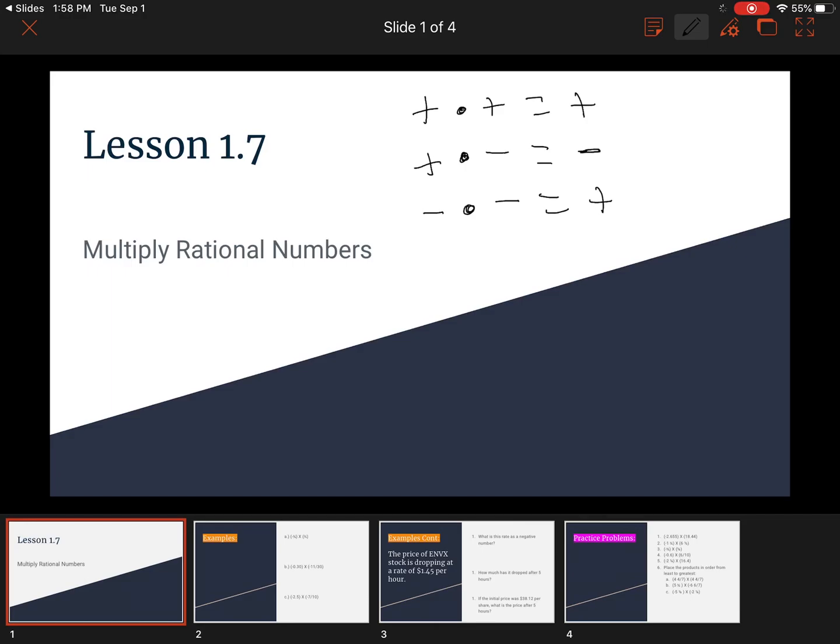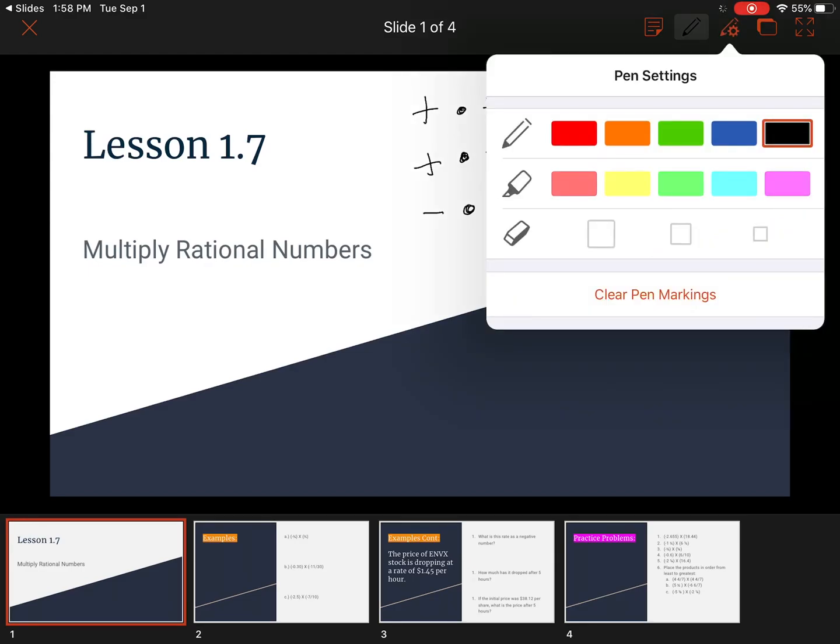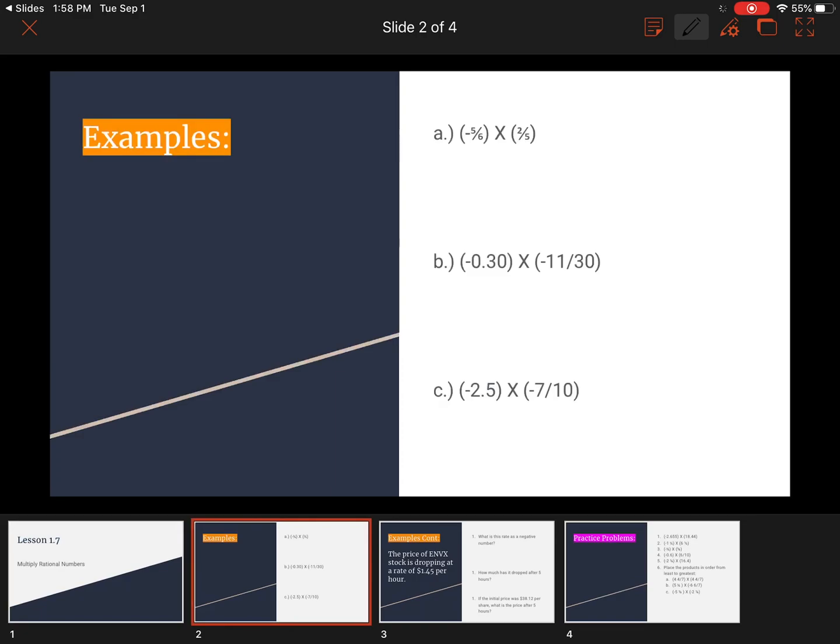So what do we know from this? Well, we can see that when the signs are the same, we're going to get a positive number, and when the signs are different, we're going to get a negative number. And that's going to hold true today as well. So let's go over some examples.